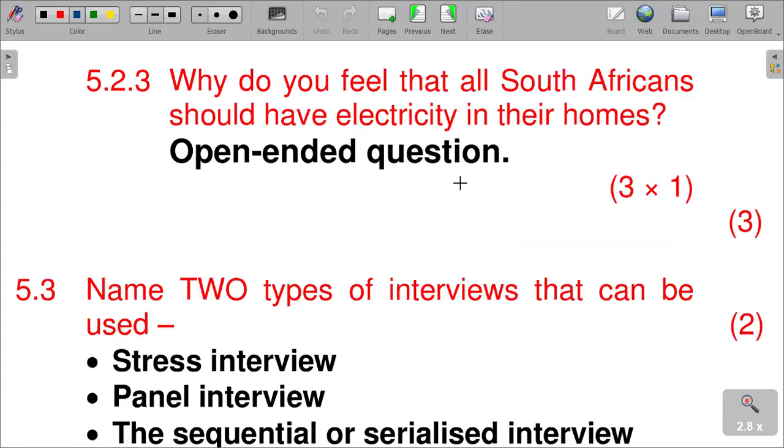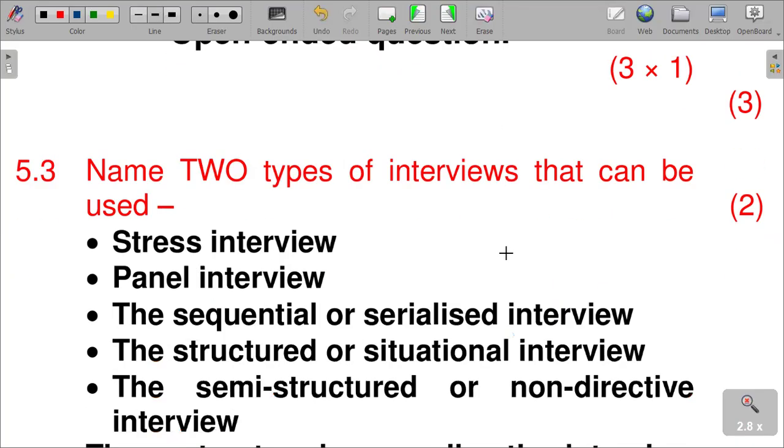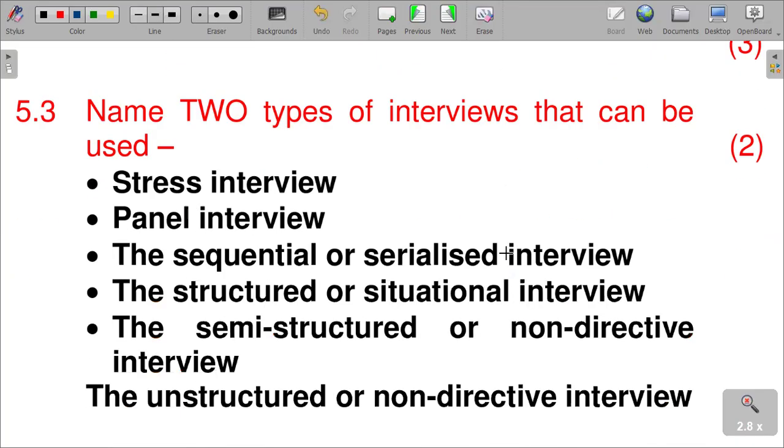Why do you feel that all South Africans should have electricity in their homes? It's an open-ended question. A person is giving his or her opinion, giving his or her answer unguided. It's an open-ended question.